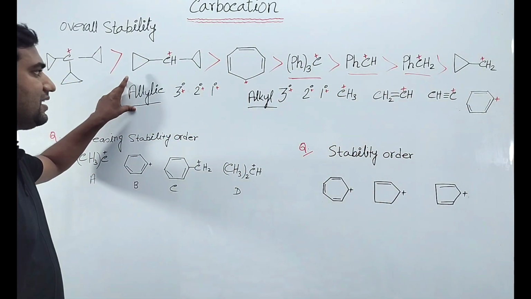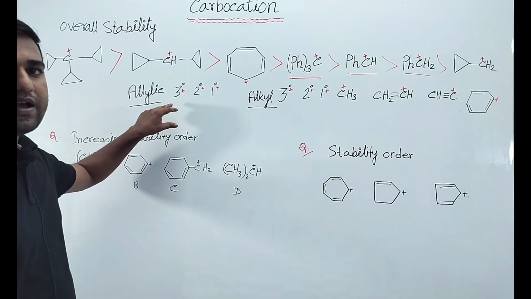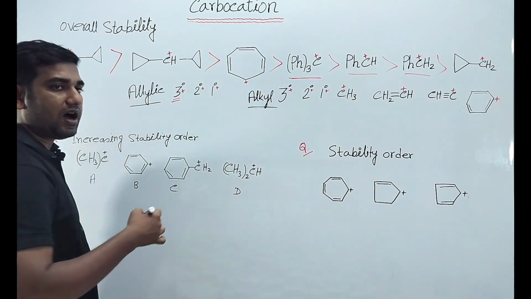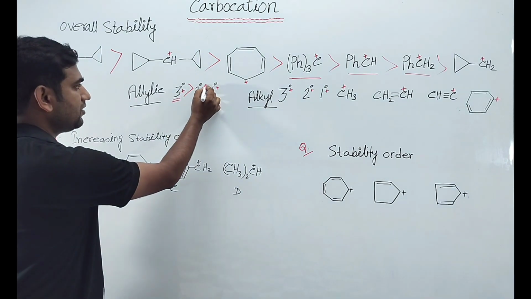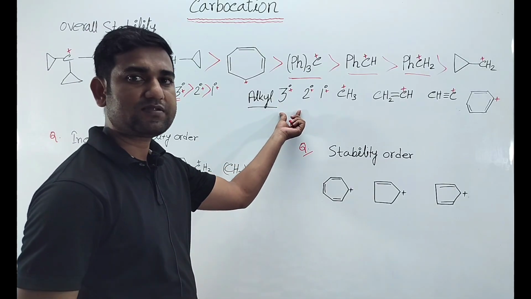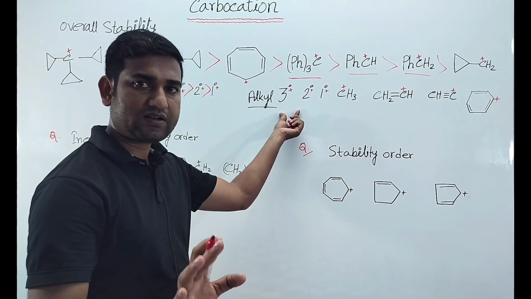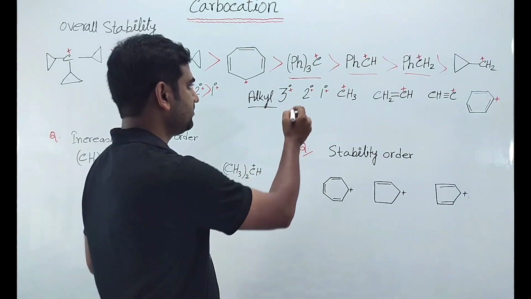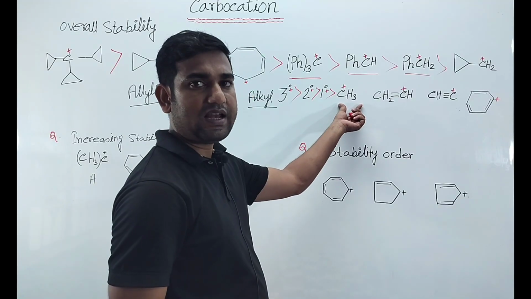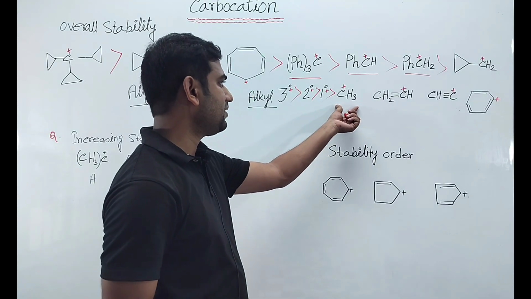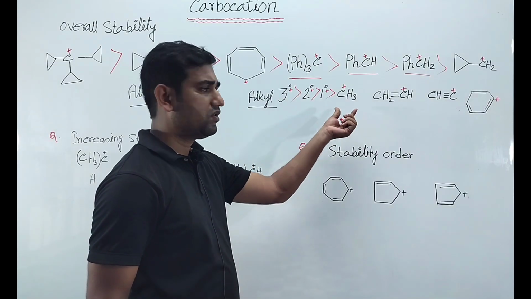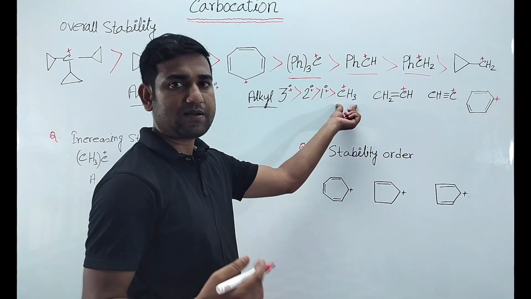After that, allylic carbocation. Allylic carbocation is stabilized by conjugation. So allylic 3 degree is more stable than 2 degree, then 1 degree. After that, alkyl carbocation. Alkyl carbocation is stabilized by the plus I inductive effect, as well as the hyperconjugation effect. After that, methyl carbocation, there is no stabilizing factor. That's why among the alkyl groups, methyl carbocation is the least stable.